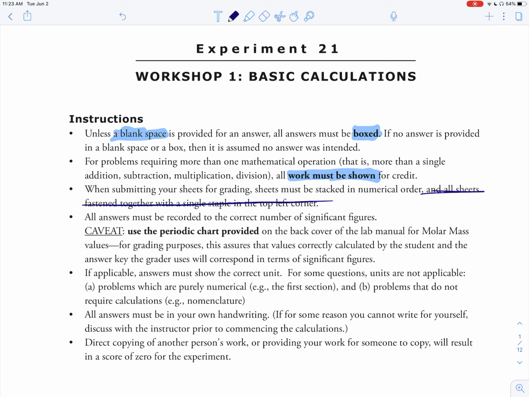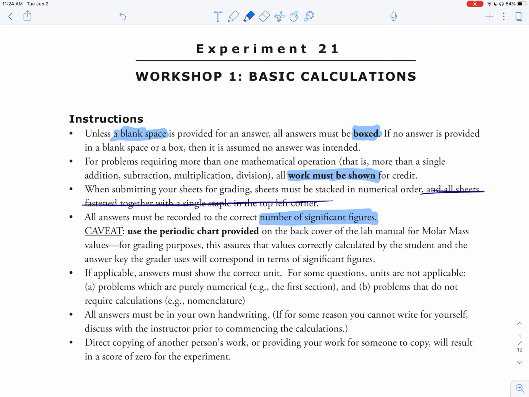When it comes to doing your calculations, I'm going to be paying a very significant portion of my attention to significant figures. Can you actually do calculations using the concept of significant figures? If you're unfamiliar with this, then you need to go back and rewatch some of your lectures on significant figures and ask your tutor or send me some questions via email.